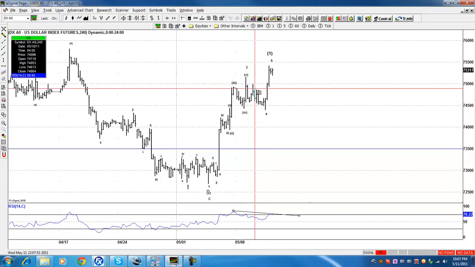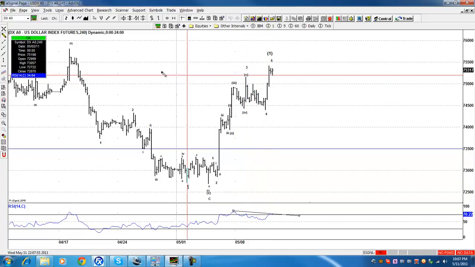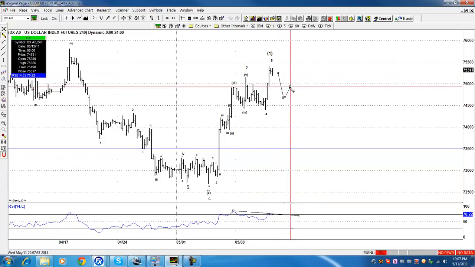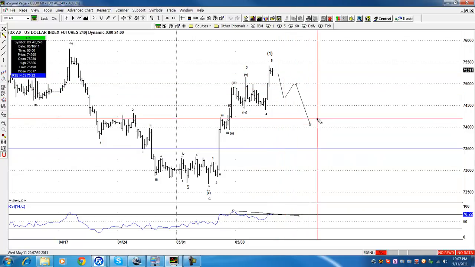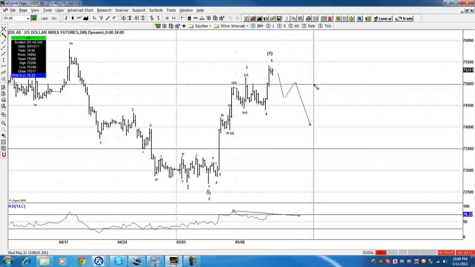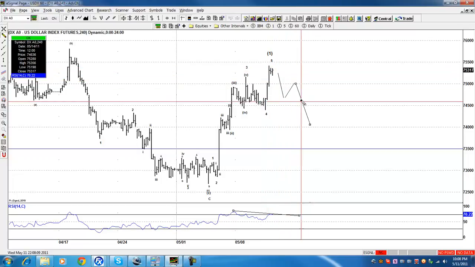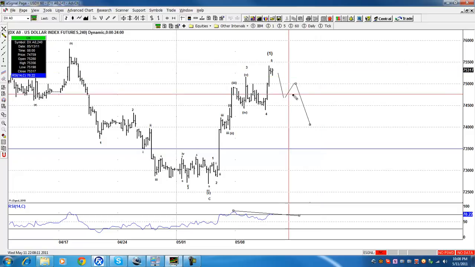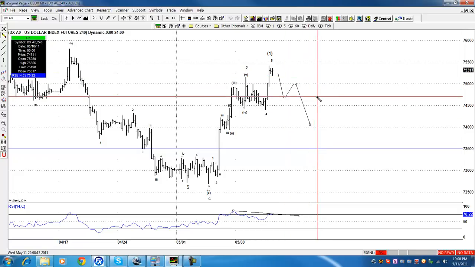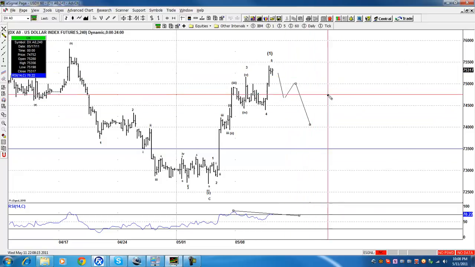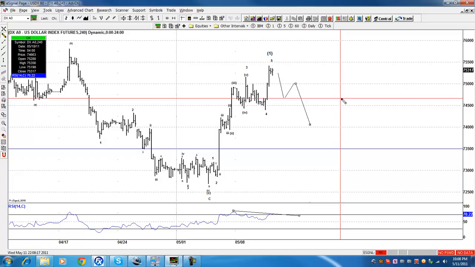Always is like that. Alright? So we are expecting a three-way pullback. Now, how big a pullback? We don't know. The trick is oil. When you see the oil pulling back, oil is leading the dollar. That's all that I have to say, guys. So when you see the equal legs, buy the equal legs. You're gonna lose the trade because the dollar is gonna get strong.